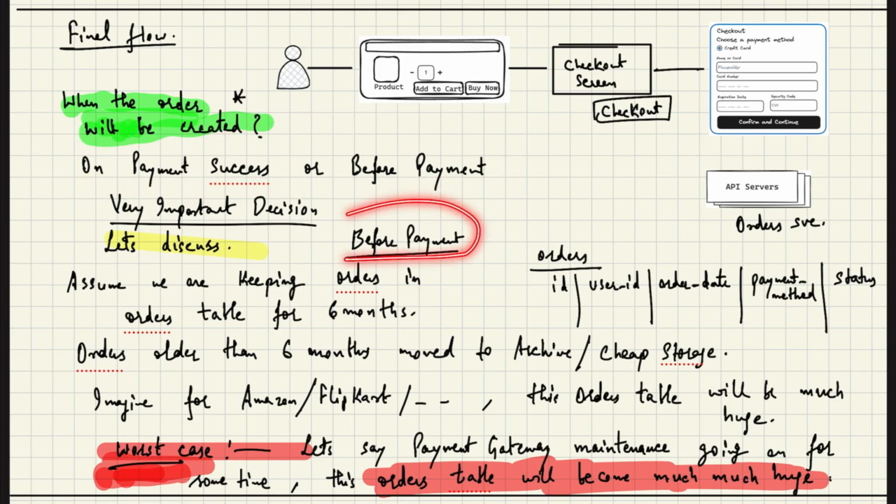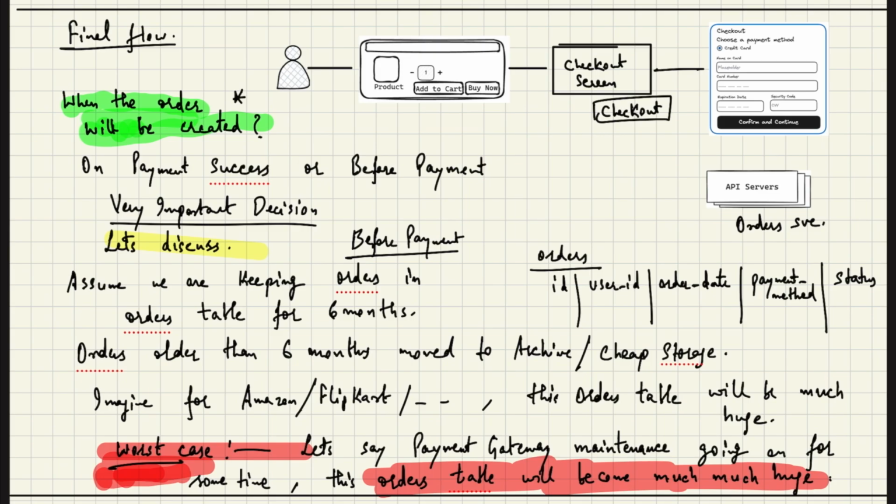If you create the order before payment, let's assume there is already an orders table. There are a few columns there: user ID, order date, payment method, status, which could be shipped, pending, could be anything, right? Now assuming we are keeping orders in the orders table for 6 months, orders older than 6 months have to be moved to cheap storage or archive, but the 6 months of orders are still there. Imagine now, if you are creating the orders before payment, the orders table would keep on growing, right?